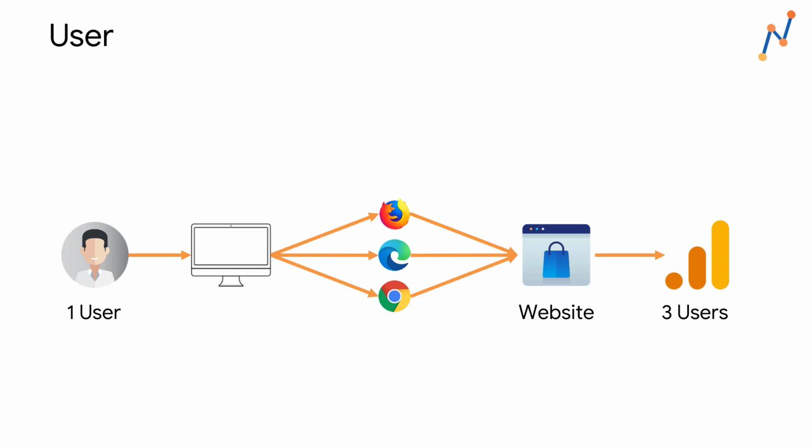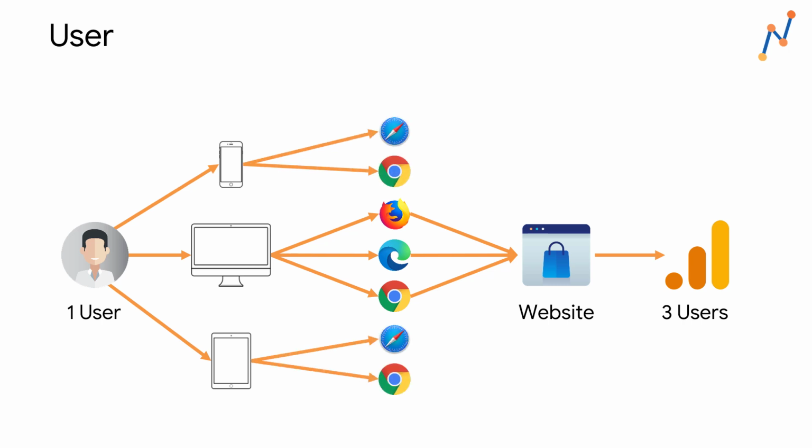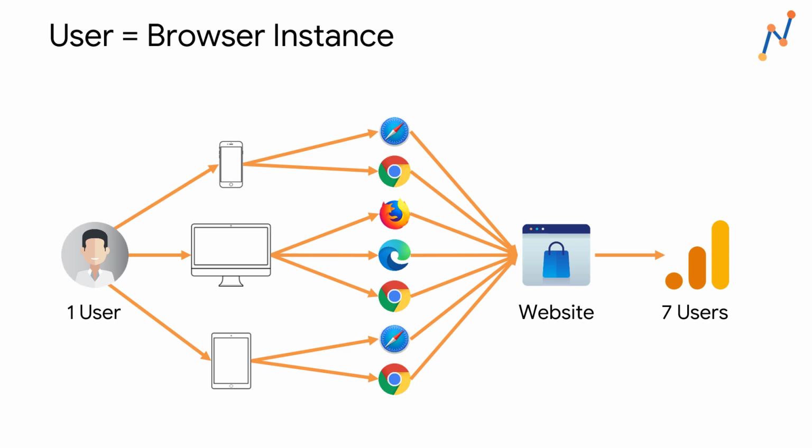And since many users also have a smartphone and a tablet, it is also very likely that this user might use these devices to visit the website. In addition, it's also possible that he uses different browsers on each device. And once he visits the website, the number of users in Google Analytics will increase to 7. This behavior leads to the conclusion that a user in Google Analytics, Universal Analytics, and GA4 is nothing more but a browser instance. There's only one exception, which I'll cover in a moment.